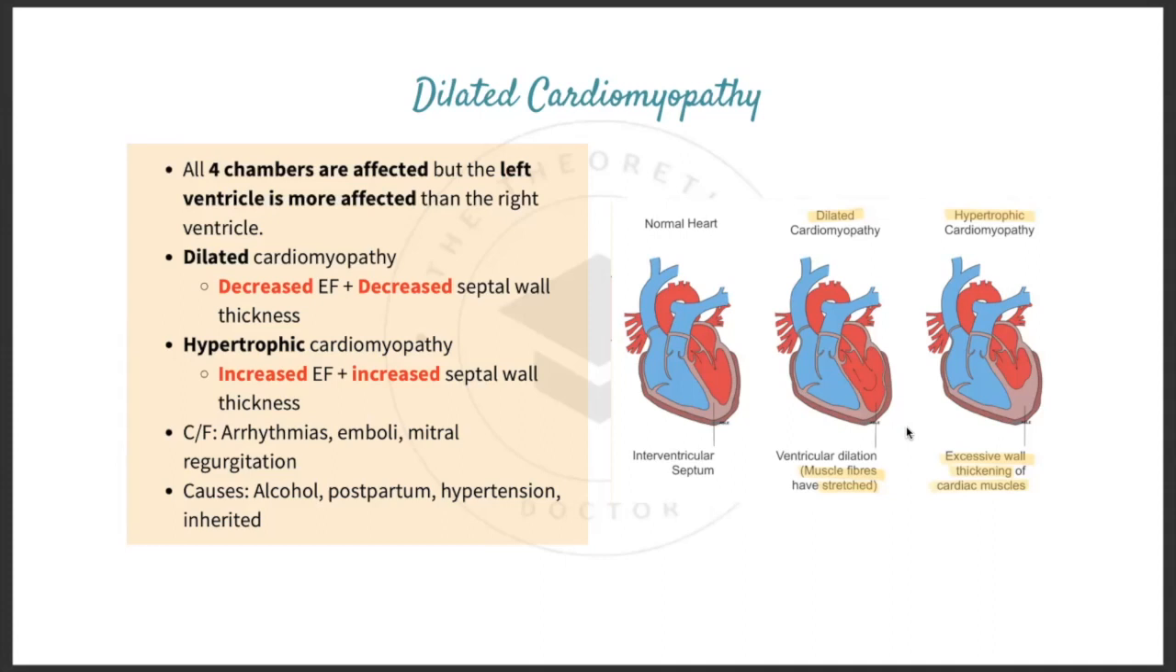So there is increased ejection fraction because basically the heart tries to pump more and eventually hypertrophy occurs. So basically, you build up the muscle. There is increased ejection fraction, and there's also increased septal wall thickness. You can see there's excessive wall thickening of the cardiac muscles. And the clinical features would be arrhythmias, emboli, mitral regurgitation, and the causes could be alcohol, postpartum, hypertension, or even inherited, autosomal dominant. So the most common cause would usually be alcohol.